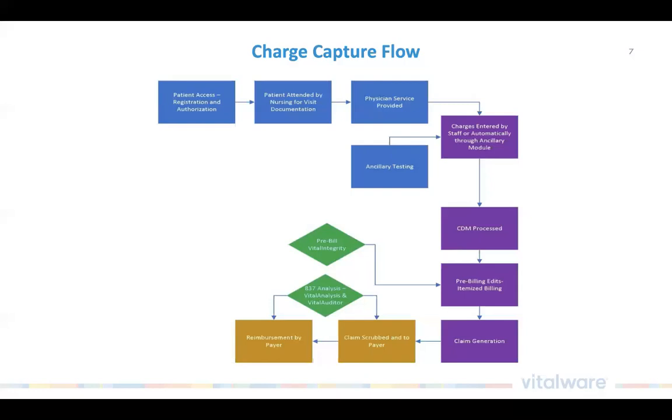You enter the charges either automatically or through another methodology. It goes over the CDM to be hard-coded or assigned a level charge, and that is charge leakage spot number 1. That is a true issue in most facilities. It goes through pre-billing edits, claim generation, and then over to the payer after scrub, and you get reimbursed. So the bottom line here is there are two failure sites when we're looking for the weakest link: the blue section, and then the CDM section and the charge entry section.